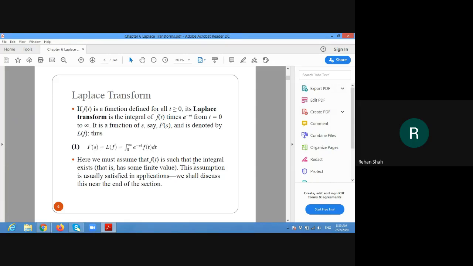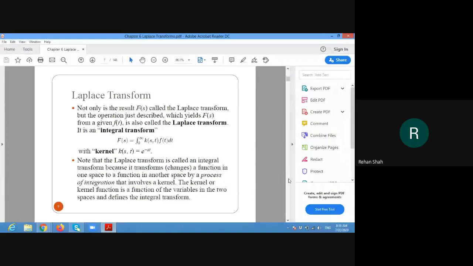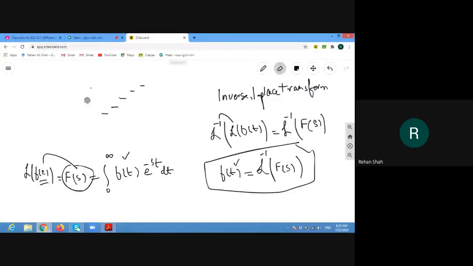So if this integral exists, this is called the Laplace transform of the function f of t. Already we have studied this. So now we develop some formulas. Let's see how to develop formulas for finding the Laplace transform.